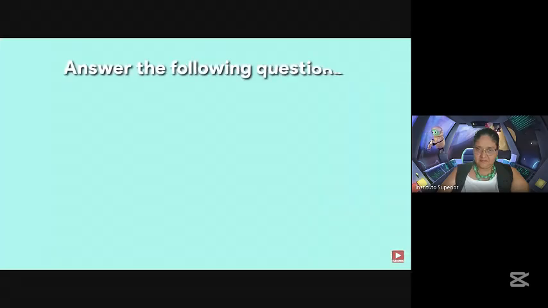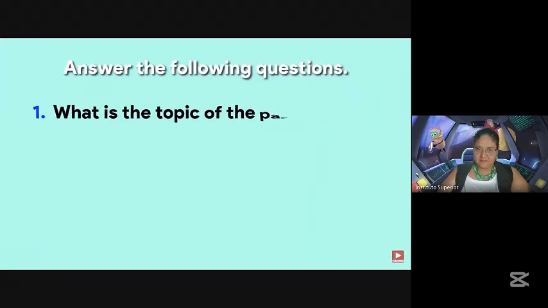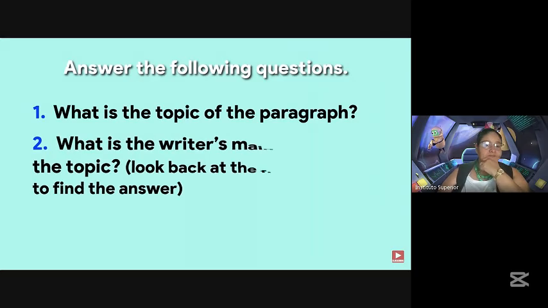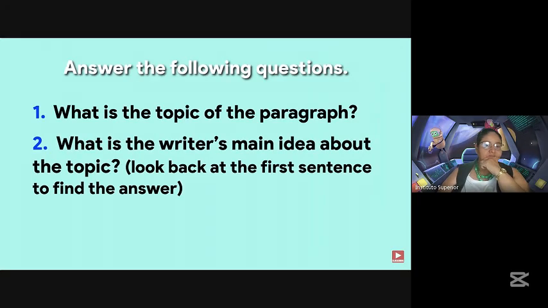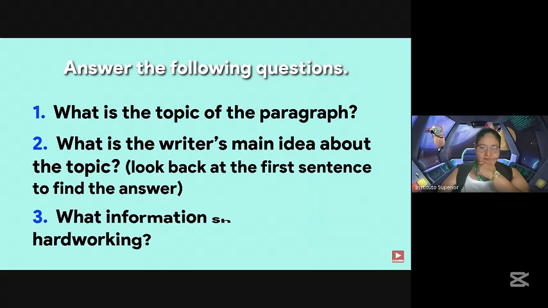Questions about the model. 1. What is the topic of the paragraph? 2. What is the writer's main idea about the topic? Look back at the first sentence to find the answer. 3. What information shows that John is hardworking?